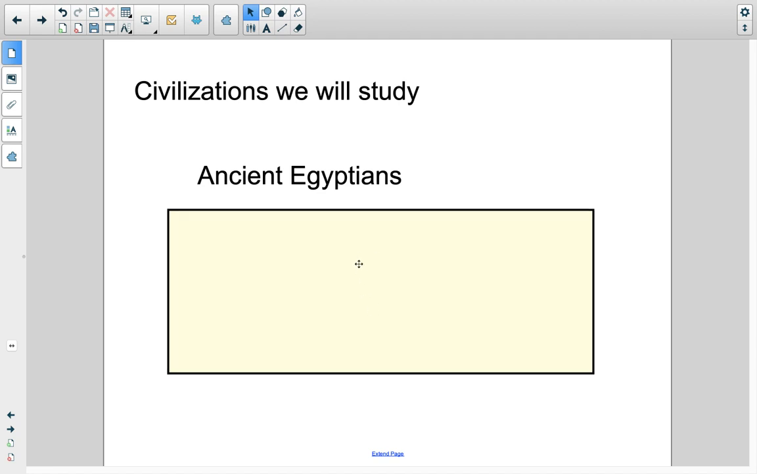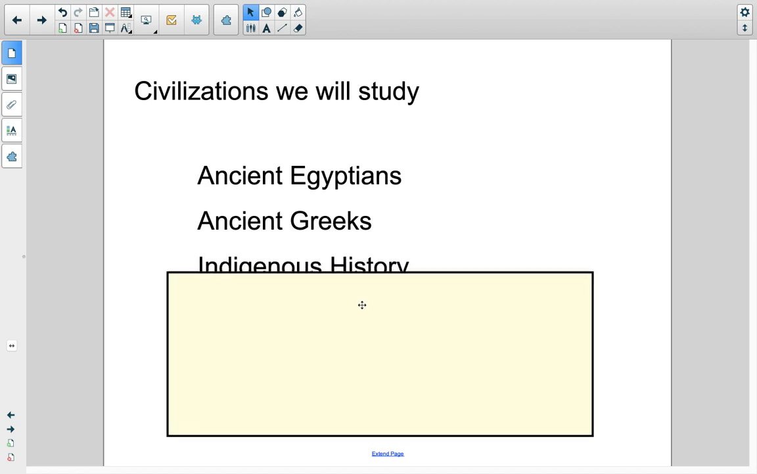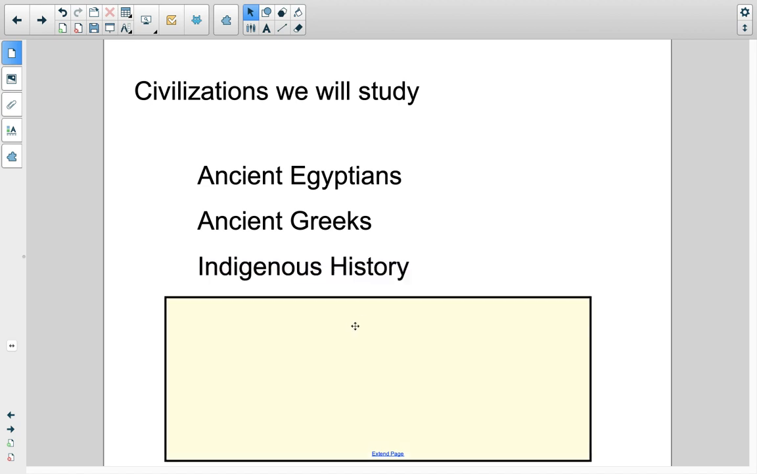Another one we're going to look at is the ancient Greeks. They were a hugely influential society.